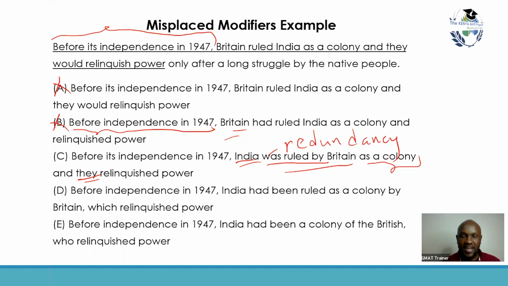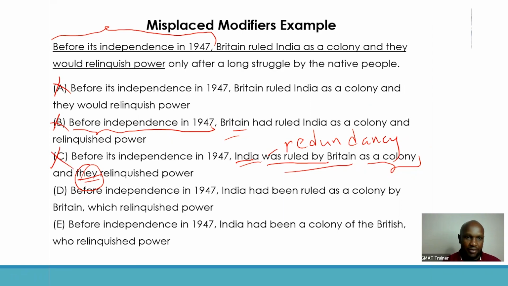Essentially, what that particular principle entails is that any pronoun used in a sentence should be clear as to what it's referring to. In this case, it's not clear what they is referring to, because we don't have a plural subject or a plural noun here. Both India and Britain are singular, so there's no reason why we should use a plural pronoun there. So that's a pronoun error. You can eliminate C on that particular basis.